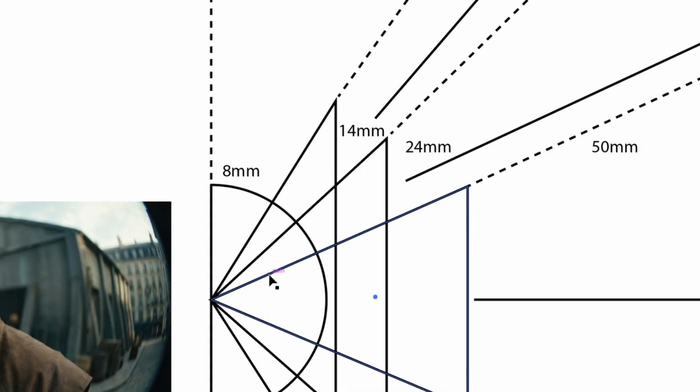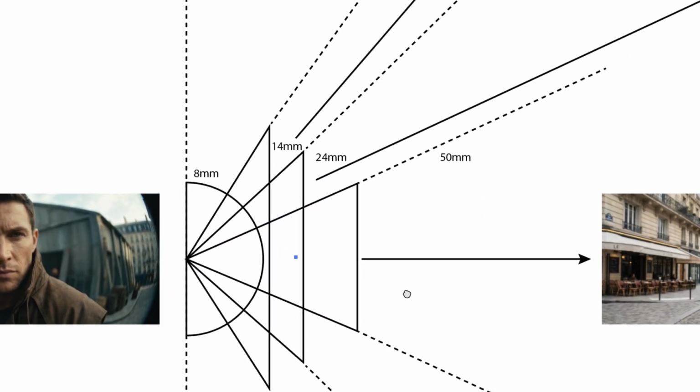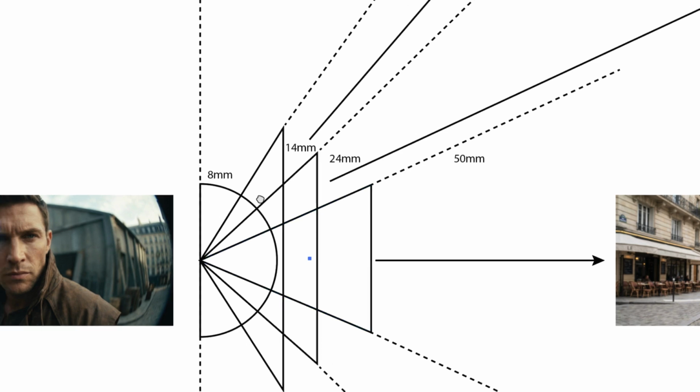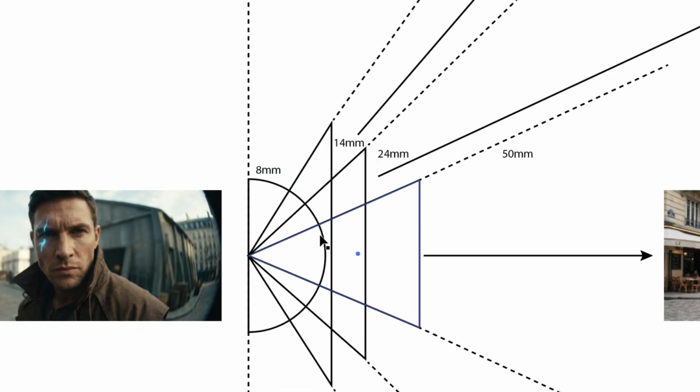Here I want to explain the lenses so that you will understand the focal length. This is the first one. We have 8 mm, which is also called a fish eye lens. The fish eye focal length. So you can see here, you will capture this from this lens.